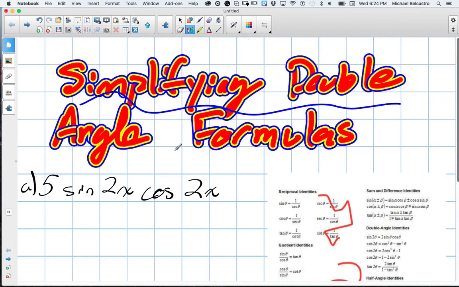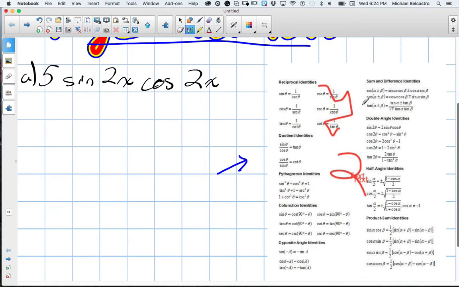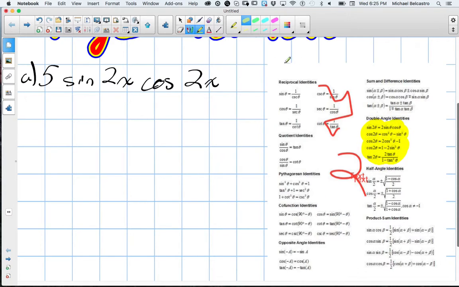We'll be working on simplifying double angle formulas. So we got a cheat sheet here. Apparently I drew all over it and then saved it. I don't know why I did that, but it's still relatively legible. What we're focused on in this case is our double angle formulas, which are right here.